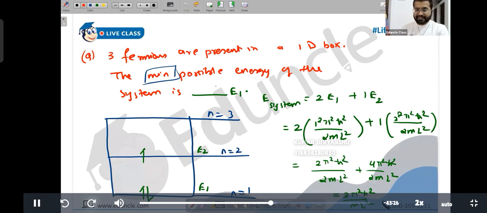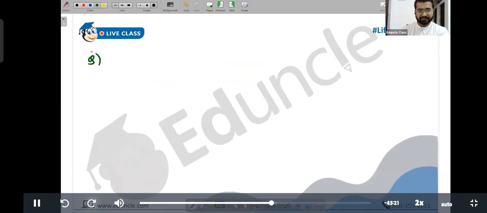Next. Now, interestingly, suppose in the same question, instead of fermions, I make it bosons, people. Okay, 3 bosons.